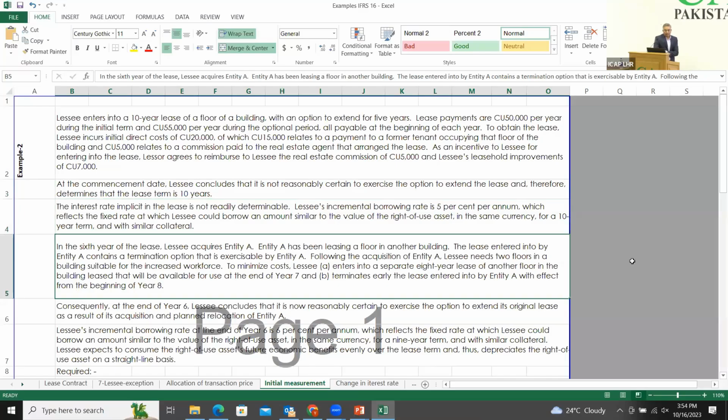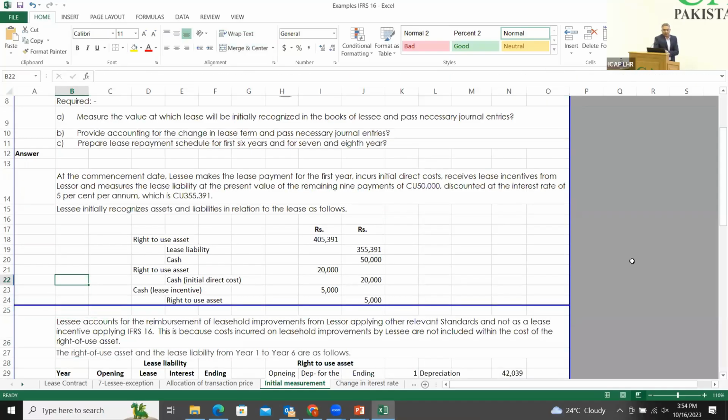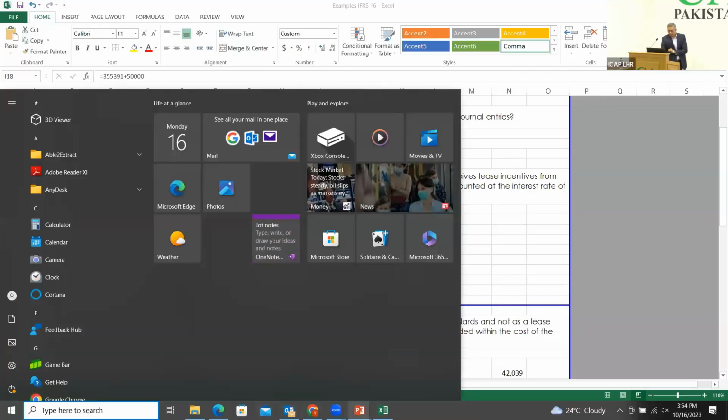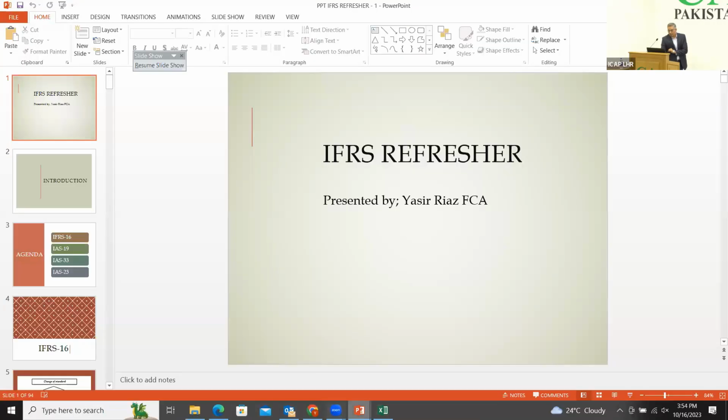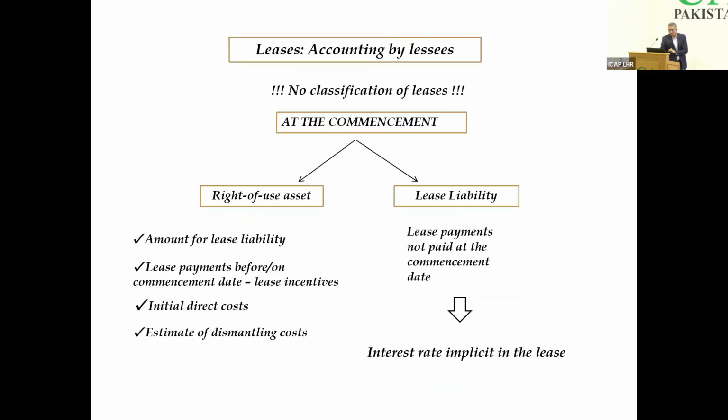And then there is a second part of the question, which will be a change in the lease term, which we will deal with later on. But let's have the initial accounting. And this will be your initial accounting. You will determine the right of use asset, which is basically the present value of lease payments, the amount for lease liability or any advance, then initial direct cost, and then estimation of any dismantling or site restoration cost.